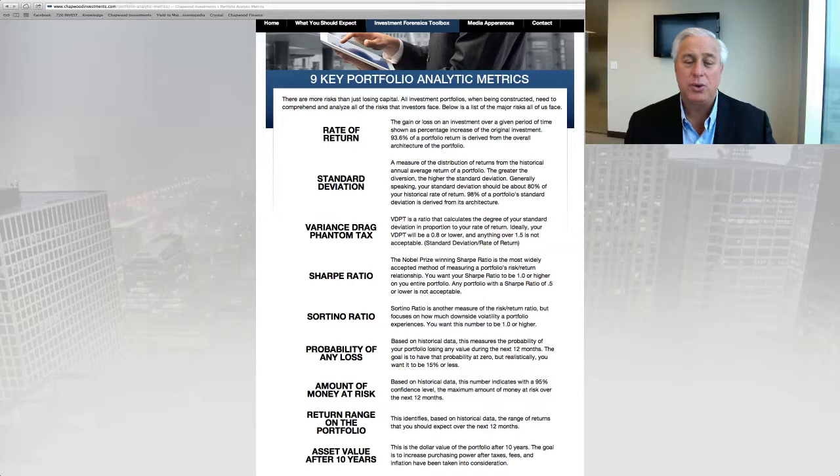And make sure you don't get too focused on the name of the stock. Look at the category the stock is in. Don't look at the manager or the name of the mutual fund. Look at the category of the mutual fund or the ETF. Standard deviation is a measure of volatility, and you want that number to be as low as possible.